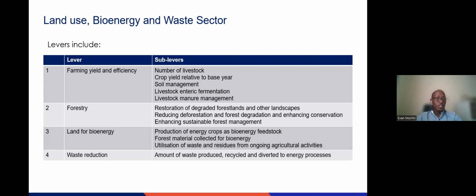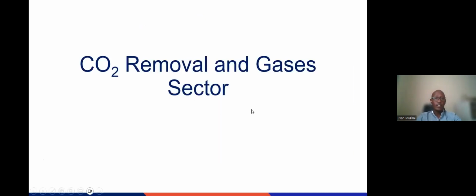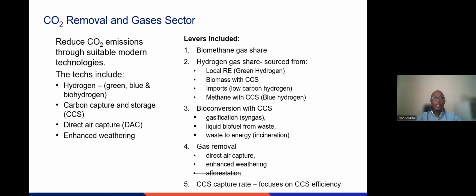The next sector, which is the last sector, is on CO2 removal and gases. This sector is highly concentrating on upcoming technologies, or let's call them new technologies globally, with the intention to reduce the CO2 that is emitted. And the technologies we are looking at are on hydrogen.